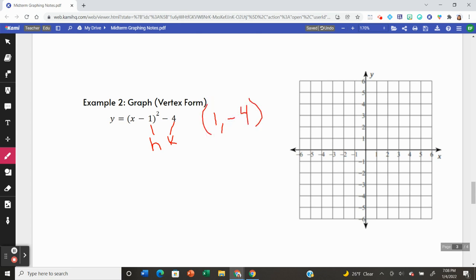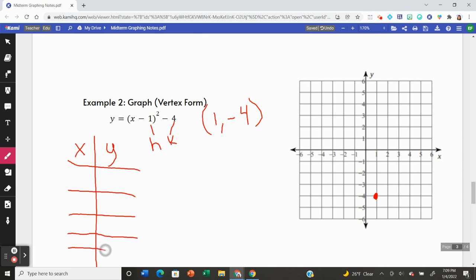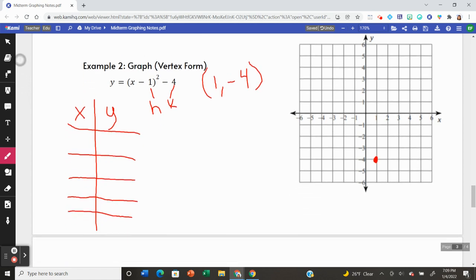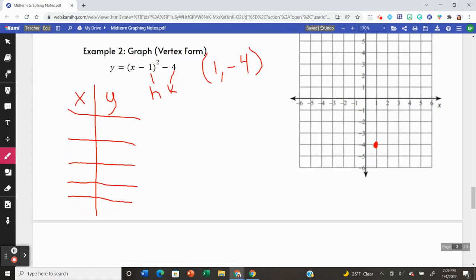So my start is pretty much the same. But I have to figure out from there what some other values are. I no longer can look at the A and just say, oh, it goes up 1 and over 1 in both directions, because that would give me a V, not a U. So let's go ahead and make a table of values. It's usually a good idea to try to get 5 points on your grid. So I usually make my T-table so that it shows 5 points, and then I put my vertex in the middle.